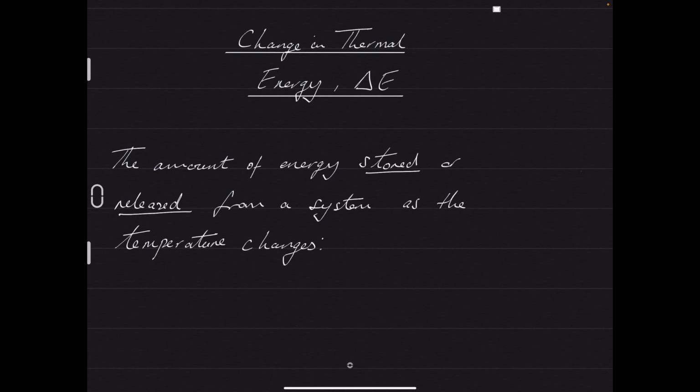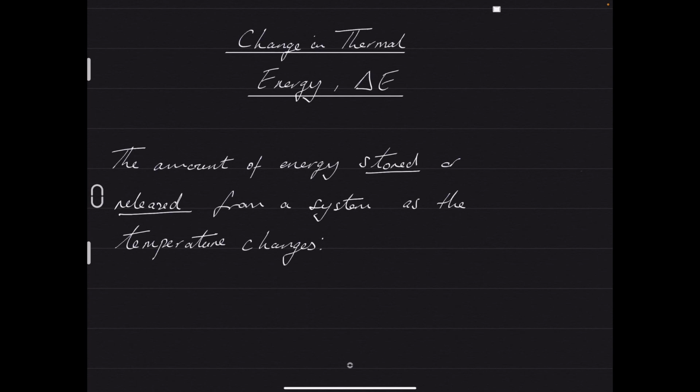And when we're talking about a change in thermal energy, we're simply talking about the amount of energy stored or released from a system as the temperature changes. And this is crucial, as the temperature changes. And this can be represented in an equation which has a component known as specific heat capacity. And this will vary for any substance that we are dealing with.